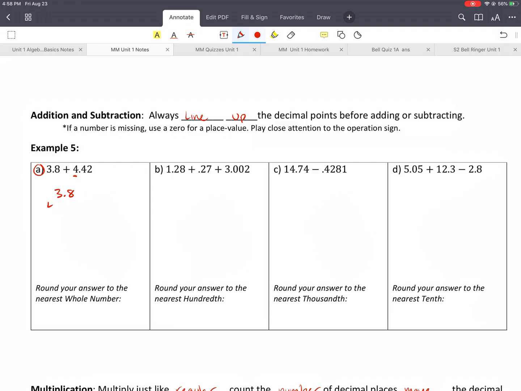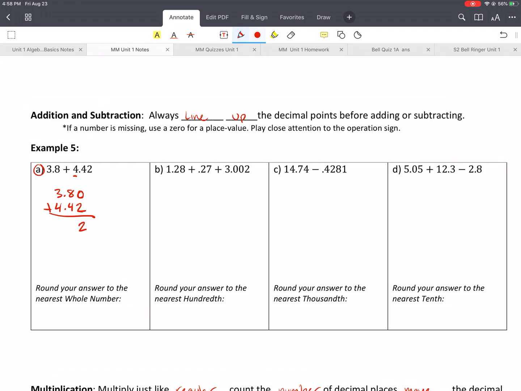And you need to make sure you have it aligned, or you wouldn't be adding correctly. So here we have 4.42. And you may say, well, above, we want to add here. What do we add to? 2. Okay, well, you can always put an extra 0 to save a place. So that would give us 2.